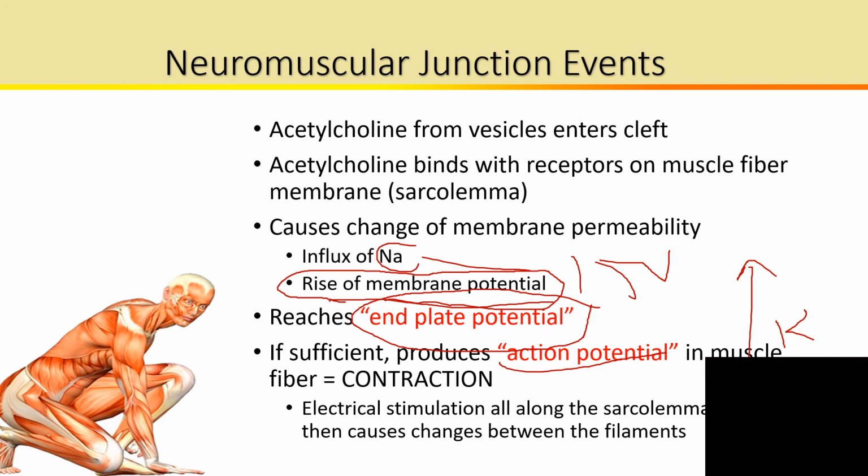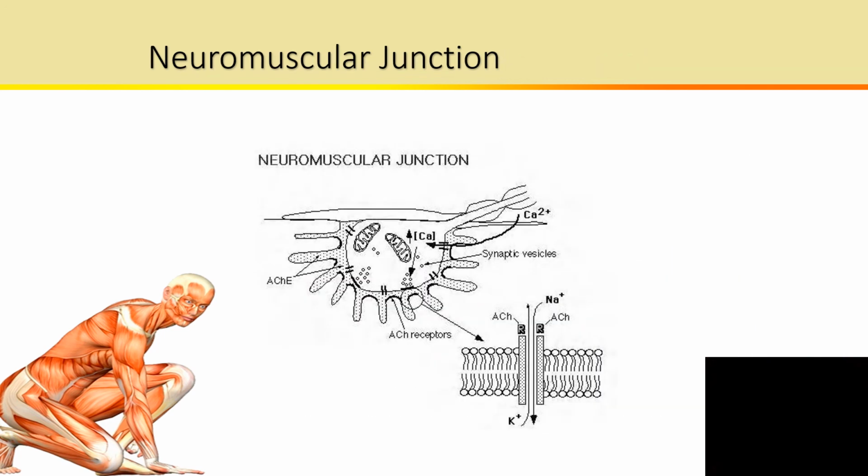So electrical stimulation all along the sarcolemma causes changes in the filaments so that they interdigitate or overlap each other a lot more, which then causes that sarcomere to get shorter, and that's what we see in a muscle contraction. It's just that simple. Okay, and again, we've seen this before, so we don't have to talk about that.